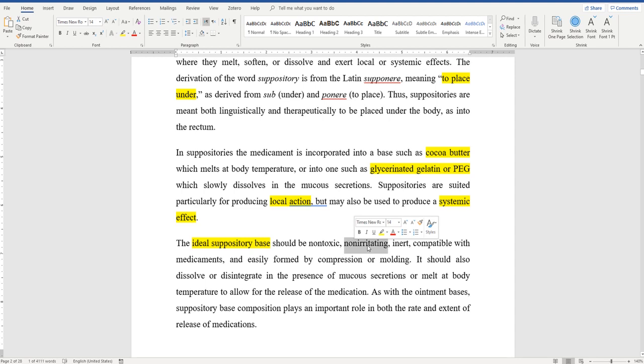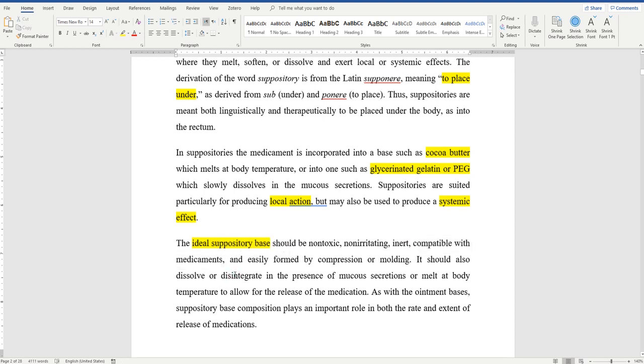Irritation will cause defecation, or movement of the stool outwards, and sometimes we intentionally cause irritation to have that effect, evacuation of the stool. Otherwise, in normal cases, it should be non-toxic, non-irritant, and inert. Inert means it has no pharmacological effect. It's just there to carry the drug and make a suitable dosage form as a suppository. Also, it should not interact with the drug, meaning it should be compatible with the medication.